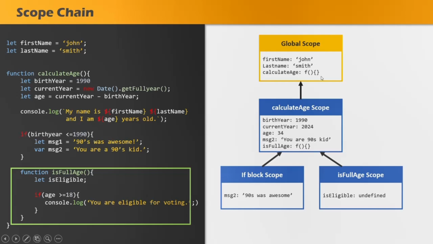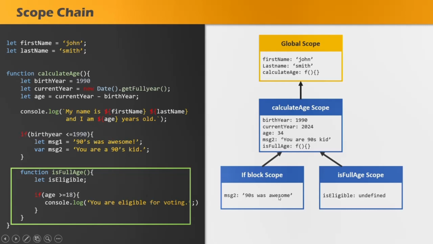All right, so this is how the scope chain gets created. And the scope chain gets created using the lexical environment. During the creation phase, in the lexical environment of this calculate age function, we will also have the message one variable. But when the scope chain will be created, at that time, this message one will not come in the scope of calculate age because this message one has block scope.